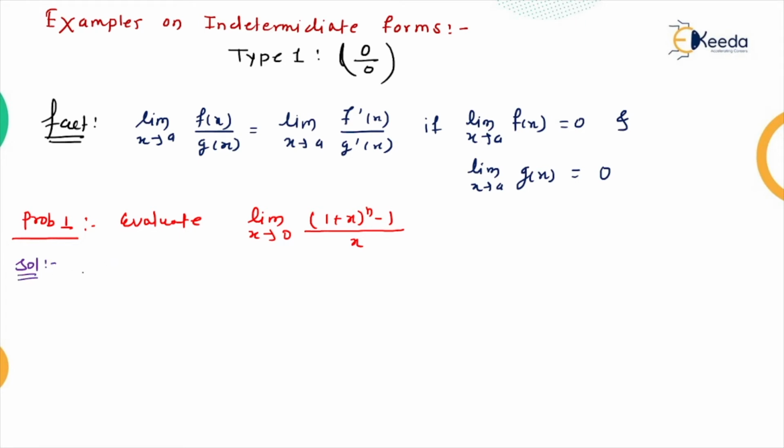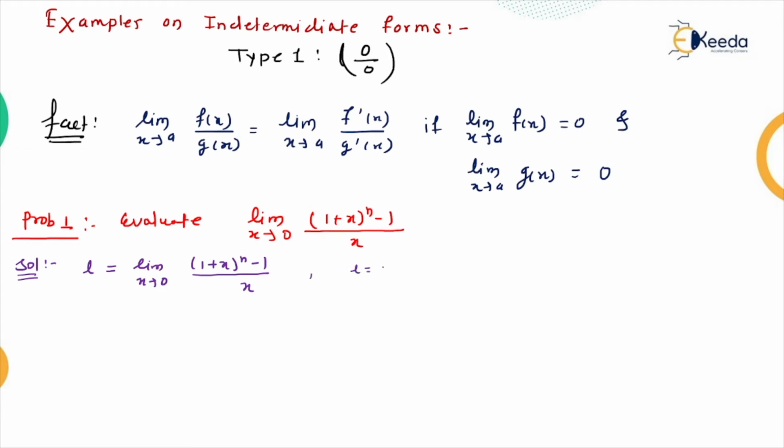First you have to write the limit as L, the given limit. That is a procedure you have to follow. So this is ((1 plus x) power n minus 1) divided by x. Now you have to check what is f of x and what is g of x, guys. f of x is (1 plus x) raised to n minus 1, and g of x is the denominator function x. Now we have to check if we operate the limit as x tends to 0.